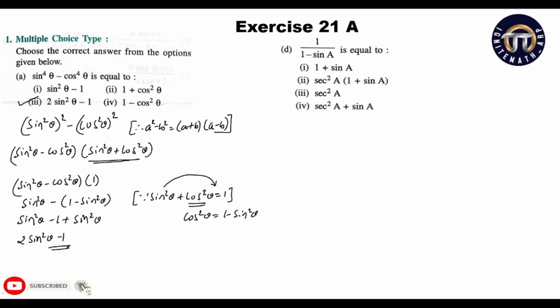1 by sine A, 1 by 1 minus sine A is equal to. So what I do here, look at this, 1 by 1 minus sine A is there.